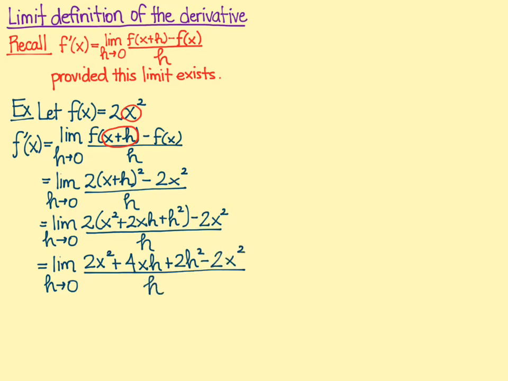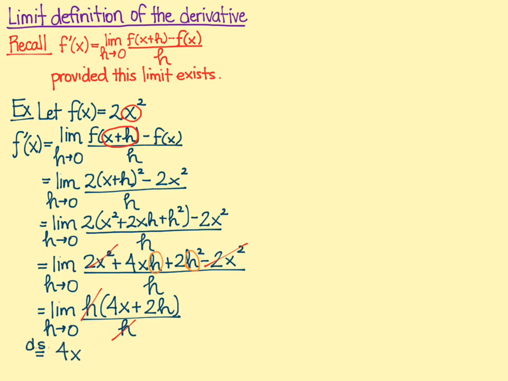I'm now distributing the 2 through the parenthesis. And now we see that the 2x squared and the minus 2x squared cancel, and everything that's left has an h in it in the numerator. So I'm going to factor an h out of every term in the numerator, and now the h in the numerator cancels with the h in the denominator, and I'm able to do direct substitution. So I'll end up with 4x plus 2 times 0, or 4x. So the derivative of 2x squared is 4x.